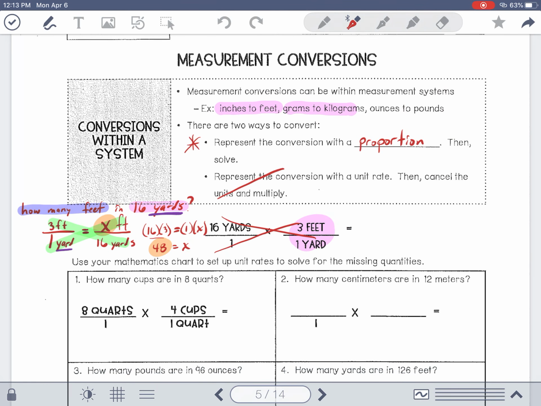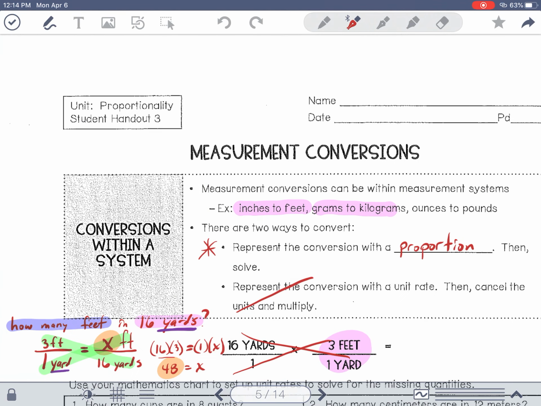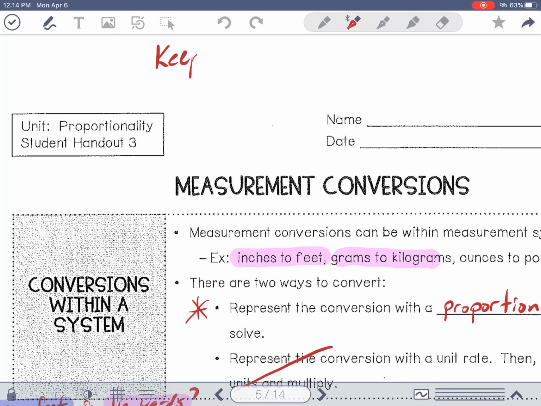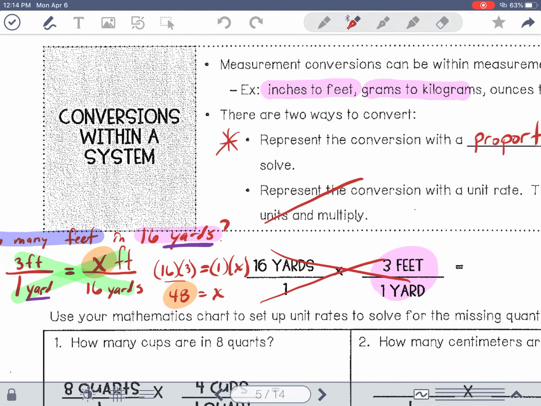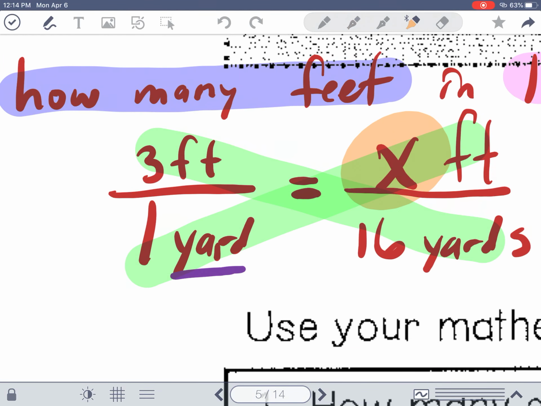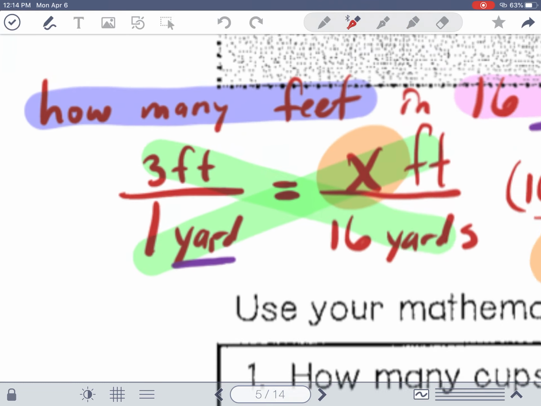Setting up the conversion is the most difficult part. When you set that conversion up, remember to keep units together, top and top, or bottom and bottom. That should make sense, because remember, down here, we put feet on top and feet on top, and then yards on the bottom.